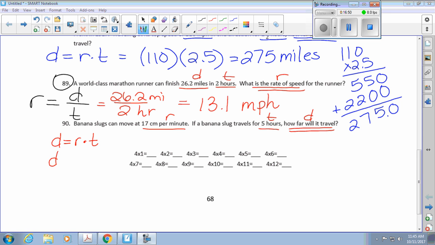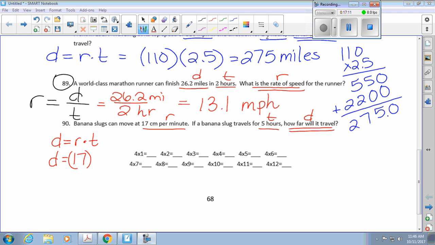Now, if we want to stick with 17 centimeters for 1 minute, right, that's fine, but now we want to have the 5 hours in terms of minutes. So we have to figure out how many minutes are in 5 hours. How many minutes are in 5 hours, Stephanie?